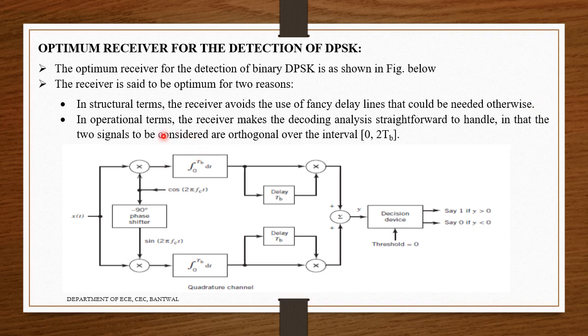Otherwise, in operational terms, the receiver makes the decoding analysis straightforward to handle, in that the two signals to be considered are orthogonal over the interval 0 to 2Tb. So what is happening here? We are sending a signal, one is sent here, another is here. Cos 2 pi fc t is given, and one is multiplied and passed on here. Another is provided with a minus 90 degree phase shift and given here. That is multiplied with the sine.